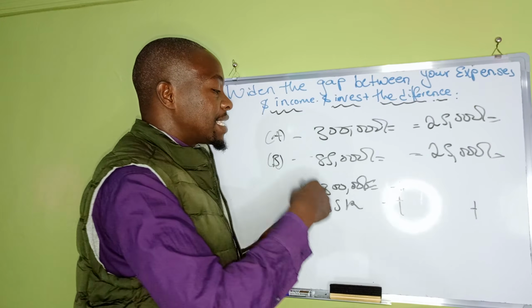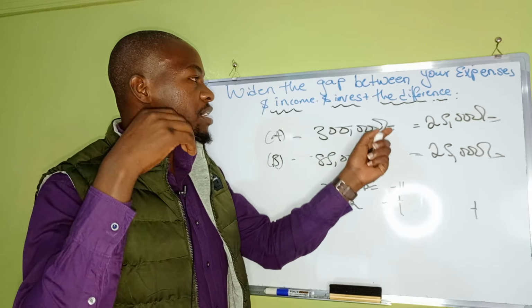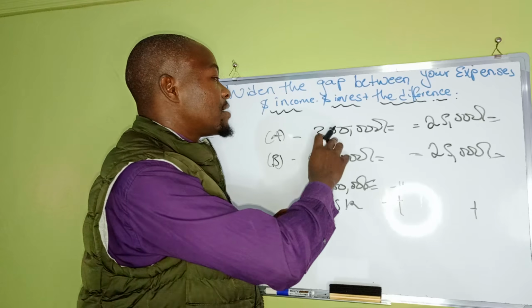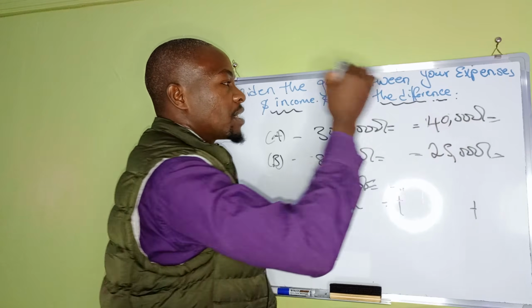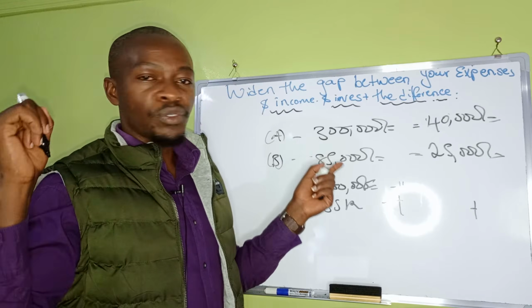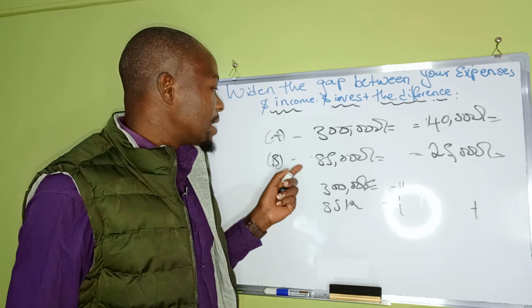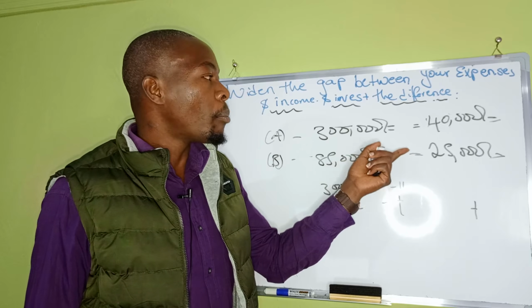That's why they have actually saved more money. With regards to these guys, even if you say that the 300,000 earner manages to save 40,000, still the difference between these two individuals is not the same. This guy has actually saved way more compared to this guy.